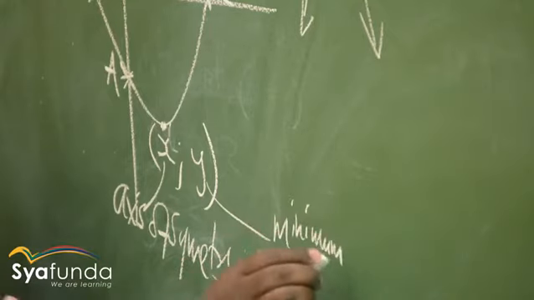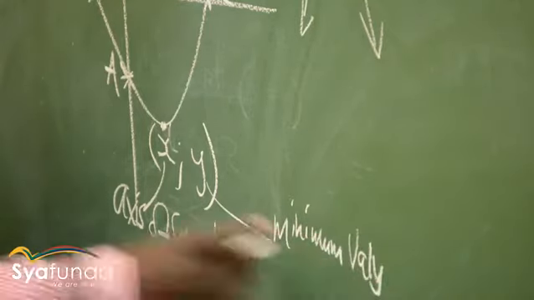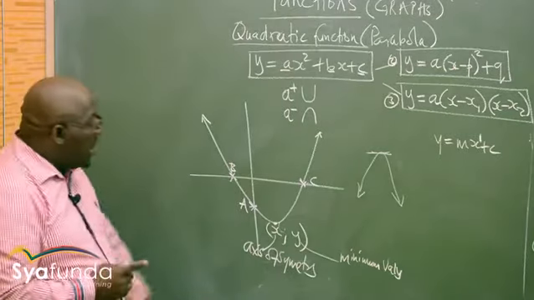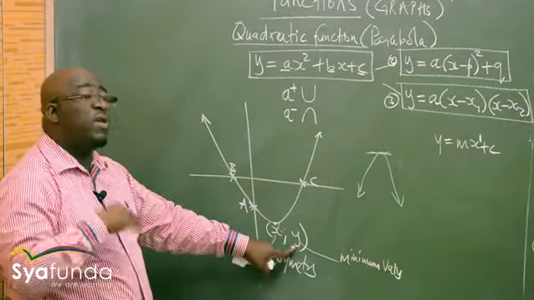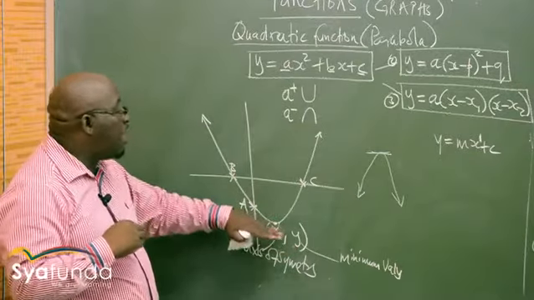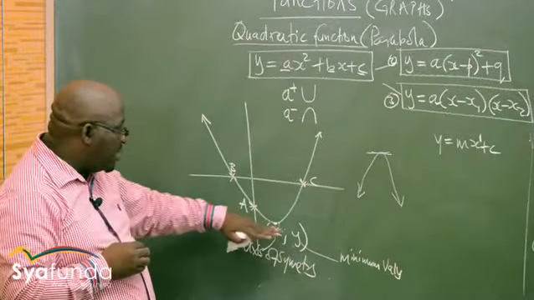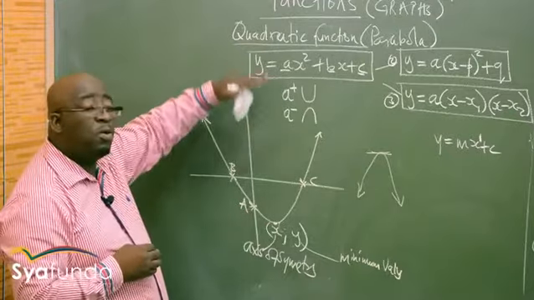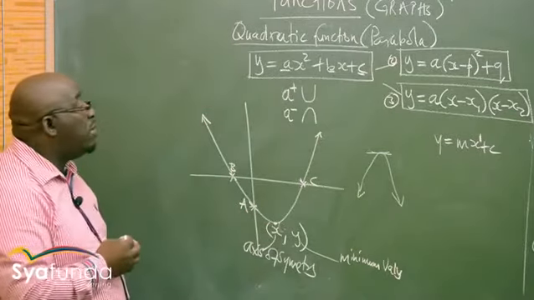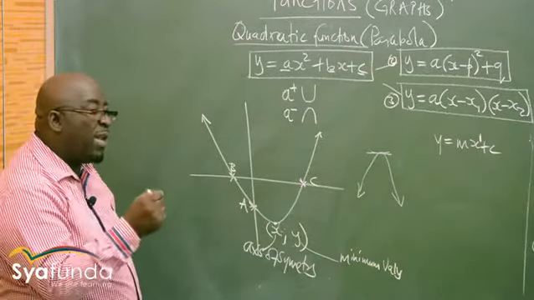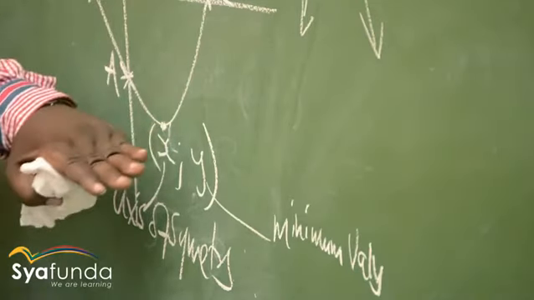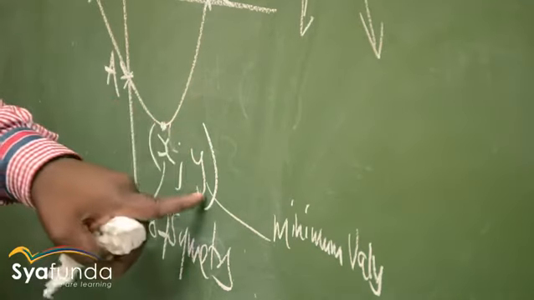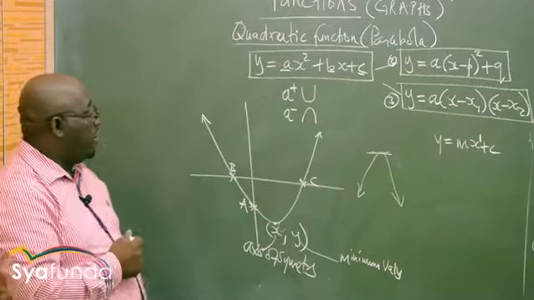The minimum value is actually the y value. It is still the same y value that we use to determine the range. So the range of the graph will start from here up to positive infinity. That's how we'll be looking at it. So how do we say the range of the graph? It starts at the minimum value, which is the value of y, up to positive infinity.